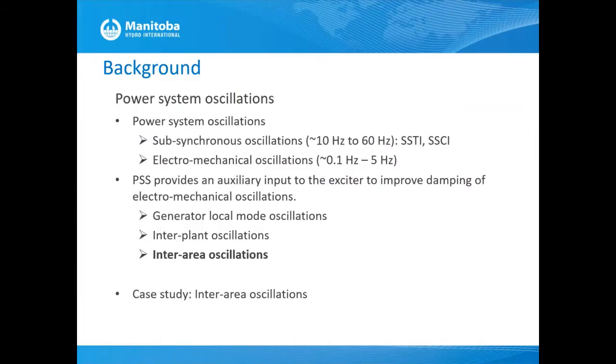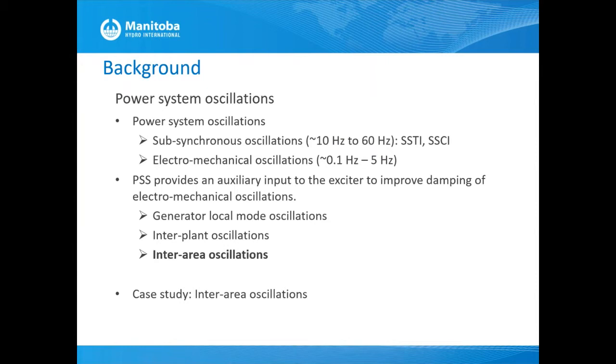The background, power system oscillations. When you consider power system oscillations, there can be two categories. The first one is subsynchronous oscillations. Typically, the frequency of oscillations is from 10 Hz to 60 Hz. Typically, we call them subsynchronous torsional interactions or subsynchronous control interactions, so it's a TI or a CI. Another type is electromechanical oscillations. Typically, these are from 0.1 Hz to 5 Hz.